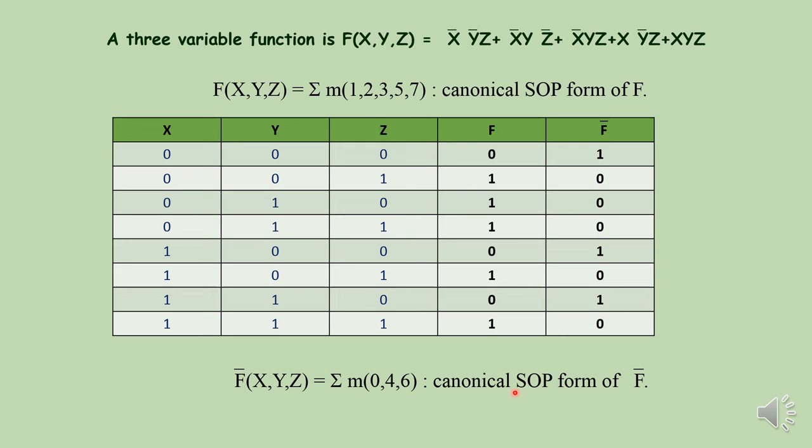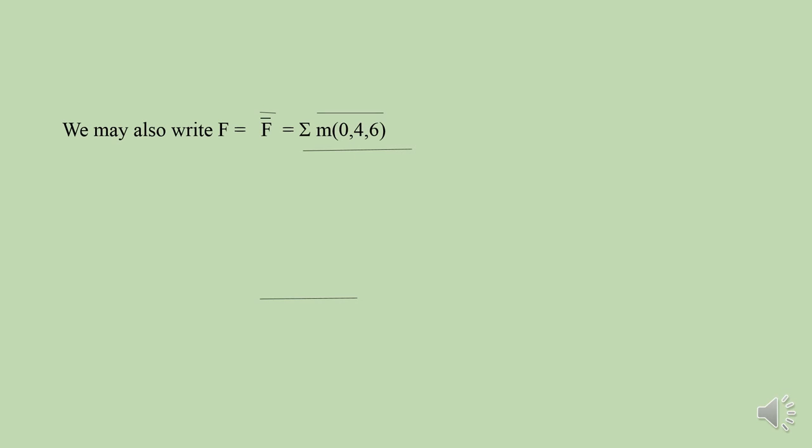So this is the decimal notation of F bar and this is the decimal notation of F. And from these two decimal notations we easily get this truth table. Right? So what we do is, we may also write F equal to F double bar.